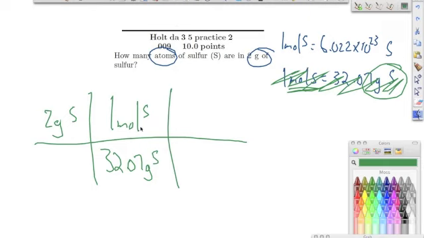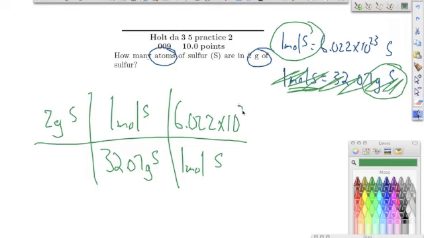We have moles of sulfur on the top, so the only thing that says that is right there. So we put 1 mole of sulfur on the bottom, and 6.022 times 10 to the 23rd atoms of sulfur on top. Use that conversion factor. We got what we want, so we go ahead.